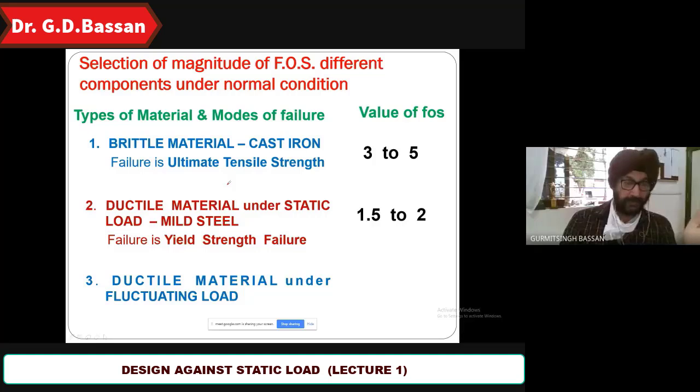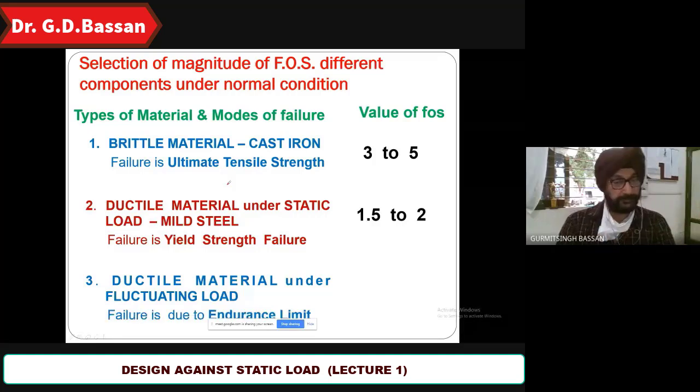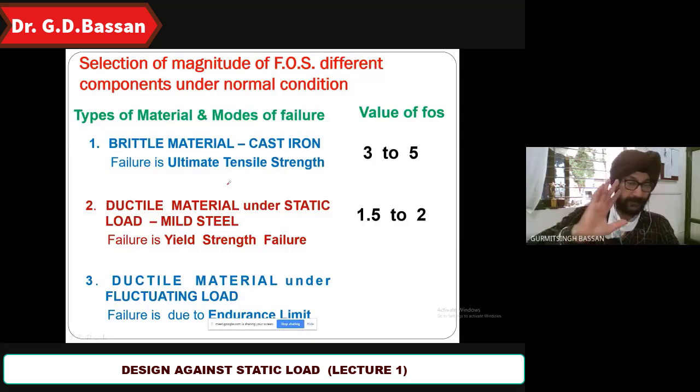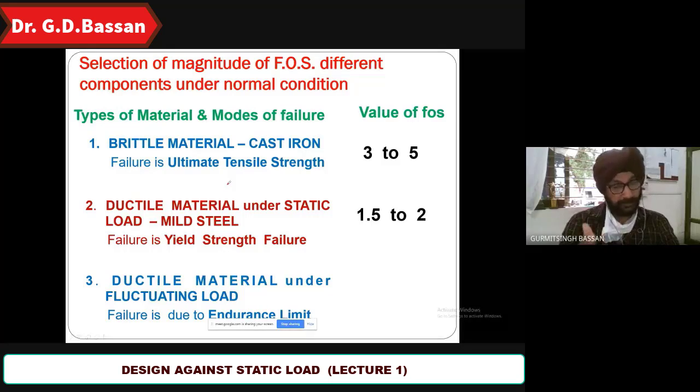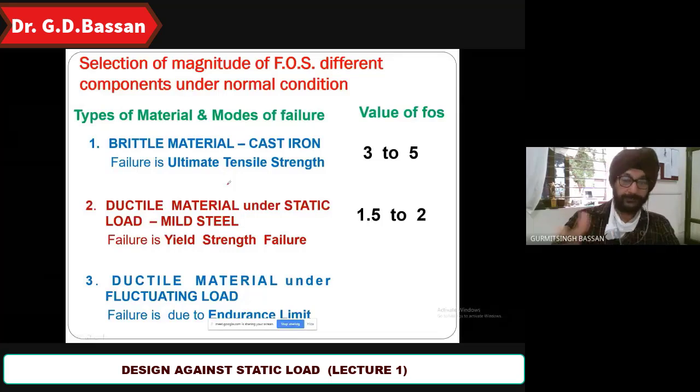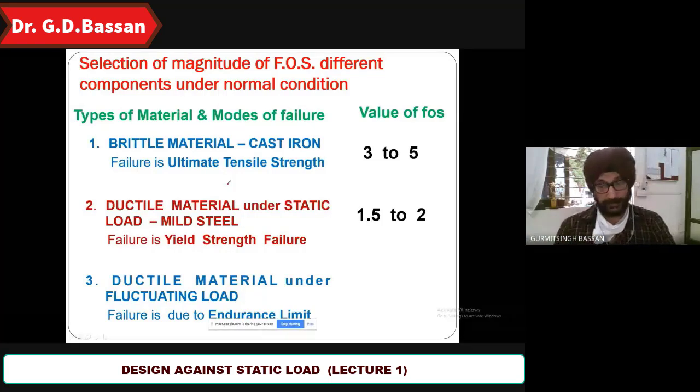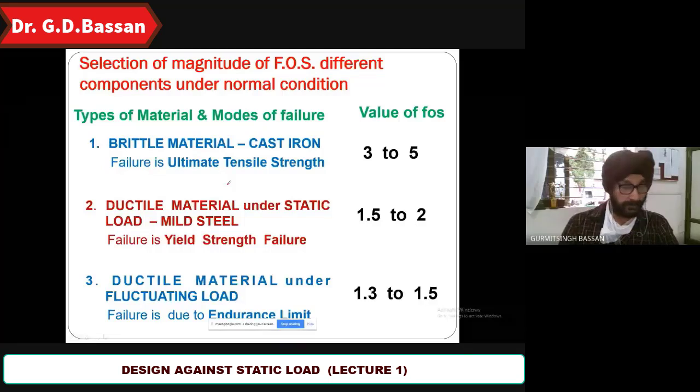Now in fluctuating loads, the failure takes place due to the endurance limit. Now design under fluctuating load would come in Machine Design 2. Most probably I am going to take that also. So in a ductile material under fluctuating loads, failure takes place due to the endurance limit, and the value of the factor of safety is 1.3 to 1.5.